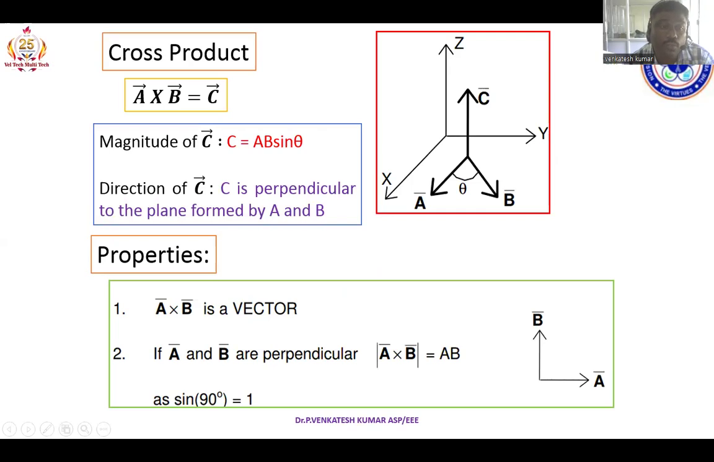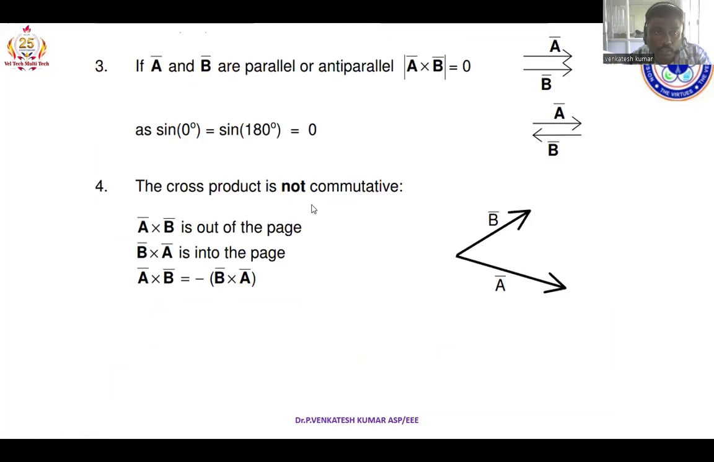Here, A vector cross product B vector, the final output is a vector only, not a scalar. And if A vector and B vector are perpendicular, we get unity. Based on this we want to write some properties. If A vector and B vector are parallel or anti-parallel, what happens?